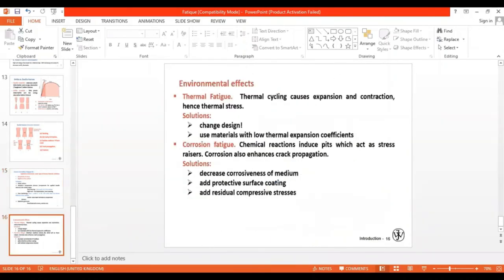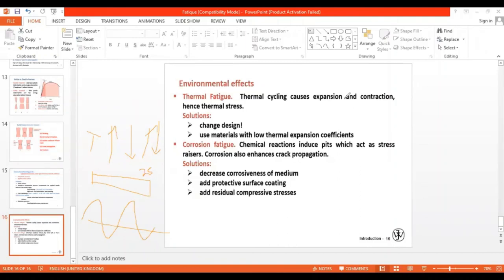Then we see how the environment affects the fatigue life. Thermal fatigue. Thermal cycling causes expansion and contraction, hence thermal stress. Which means temperature rises and comes down, rises and comes down. Say, for example, railway tracks can experience this. If it is summer, then they will be around 35, 40. If it is winter, then that will be around 25, 30, right? So which will induce thermal stress. Summer season higher temperature, winter season lower, like this. This will form a cyclic stress.